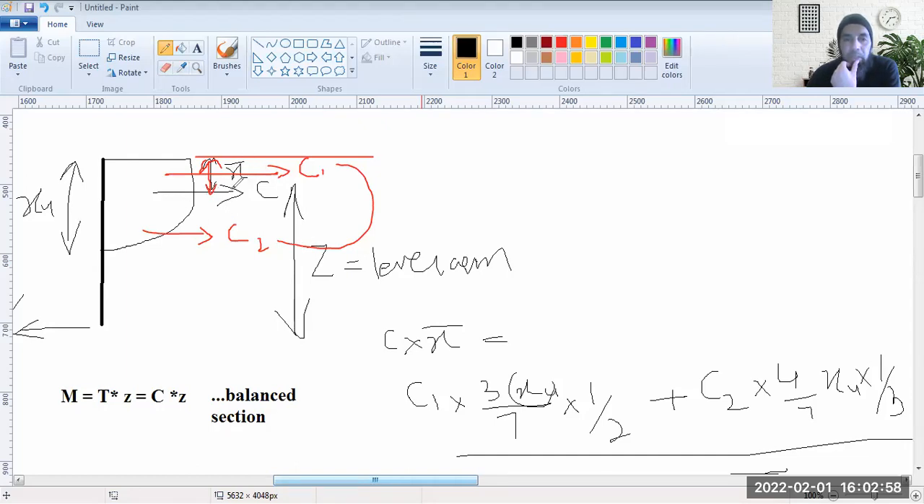So both sides of the equation would be calculated as per that. C into the center of this would be equal to C1 into this and C2 into this, right? So yes.